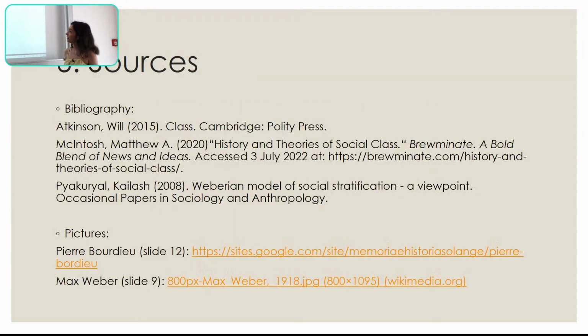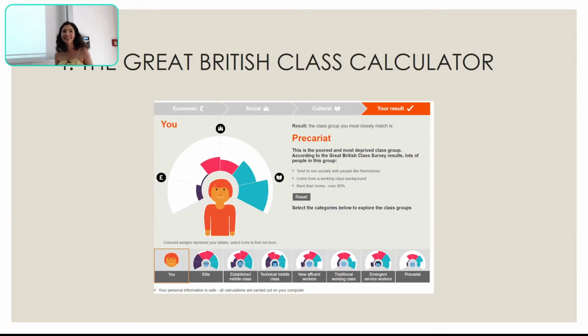Okay, so yeah, this was my result. Precariat, which is the poorest and most deprived class group, so the truly deprived. Okay, and this is tend to mix socially with people like themselves, come from a working class background, and rent their home. So, okay, I thought I wasn't the only one, but apparently I am.